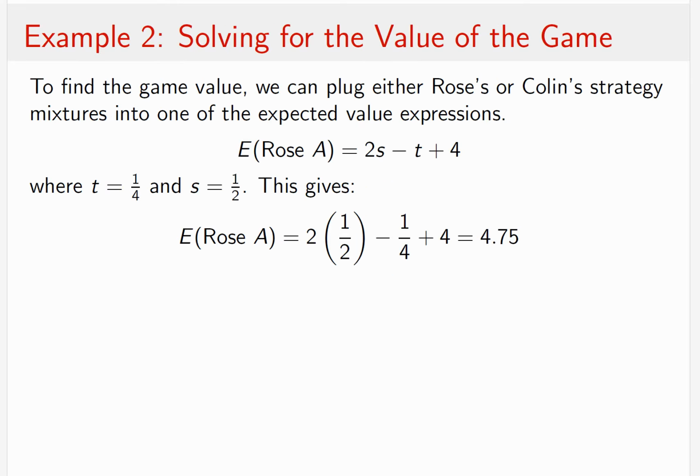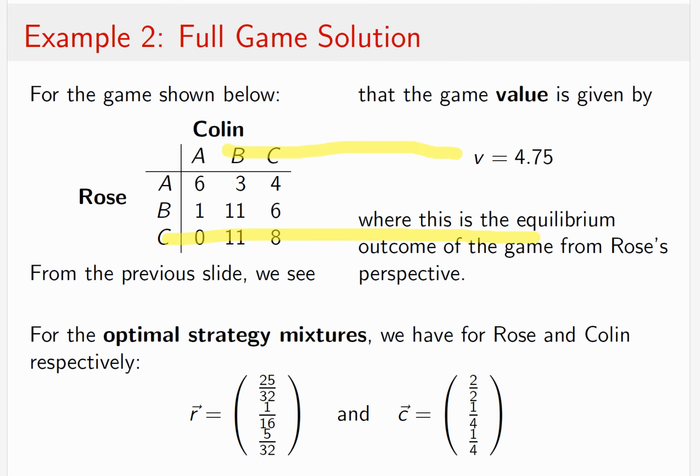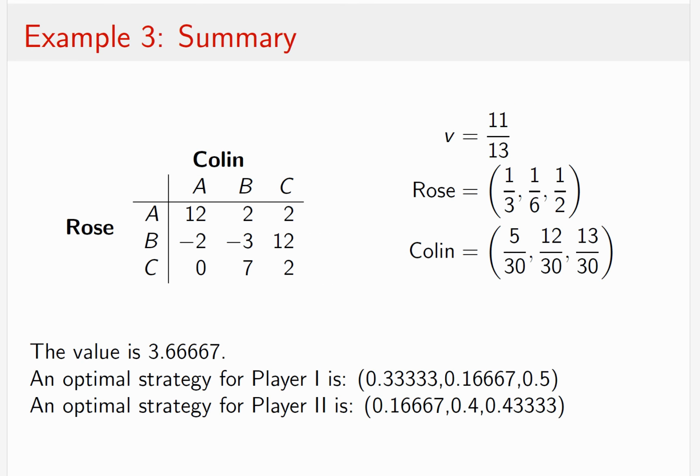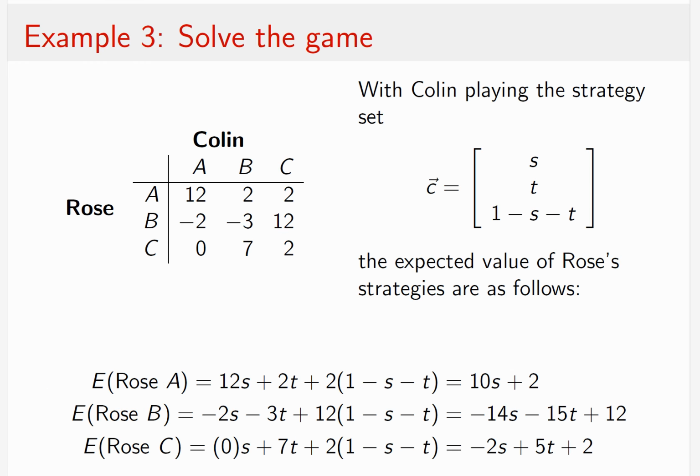Okay, so we have Colin's strategy mixture. And to solve for the value of the game, what are we doing? We're taking any of Rose's expected values, right? And we're plugging in. And we get 4.75. All right. And we see the final solution there. Good. And you can see, we'll jump into example 3 in just a second.